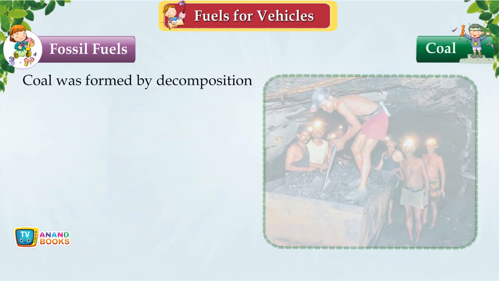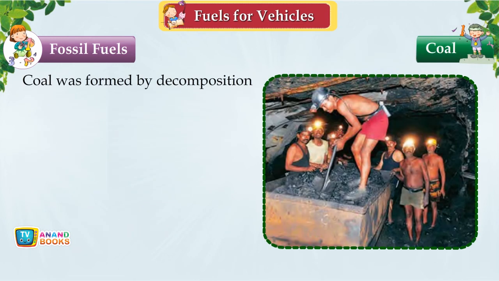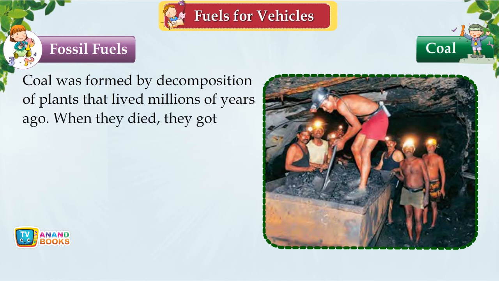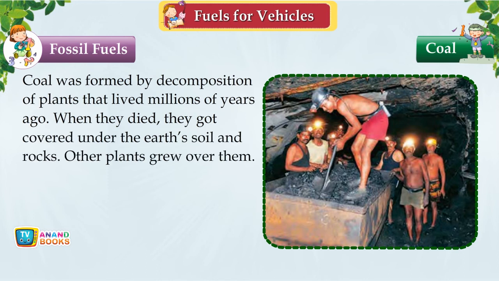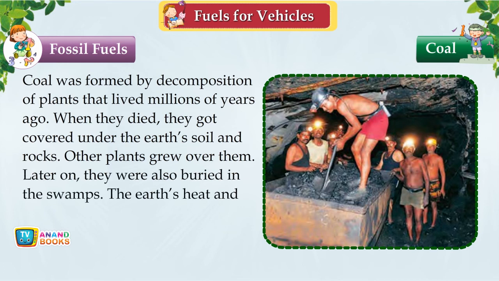Coal. Coal was formed by decomposition of plants that lived millions of years ago. When they died, they got covered under the earth's soil and rocks. Other plants grew over them. Later on, they were also buried in the swamps.